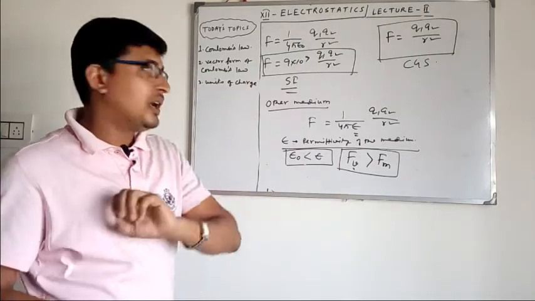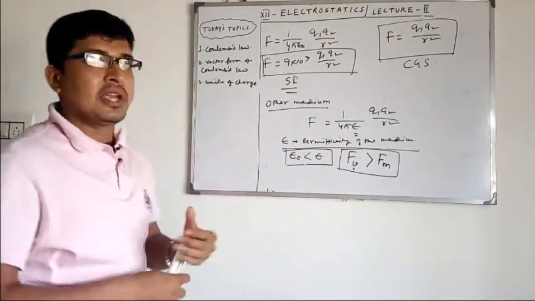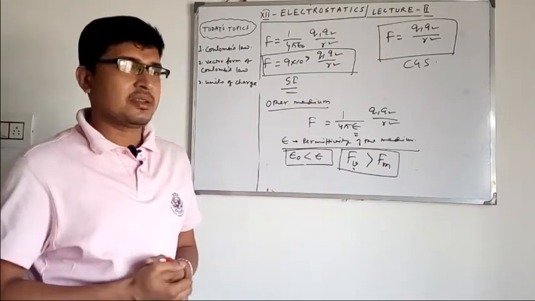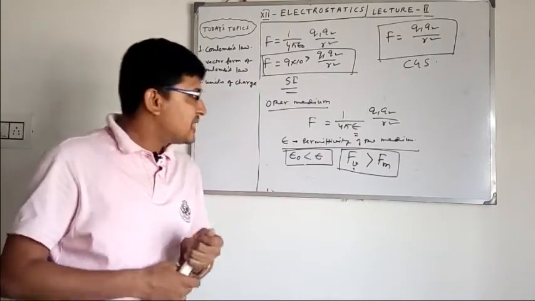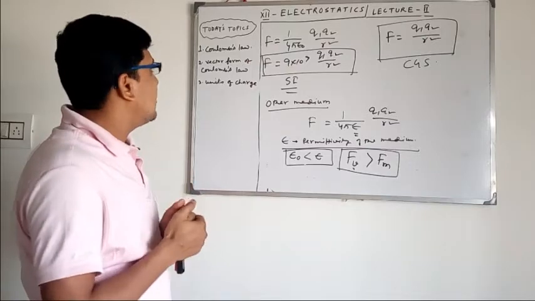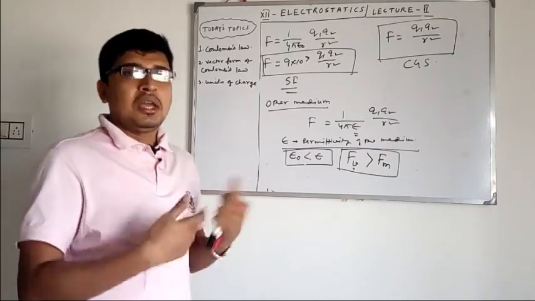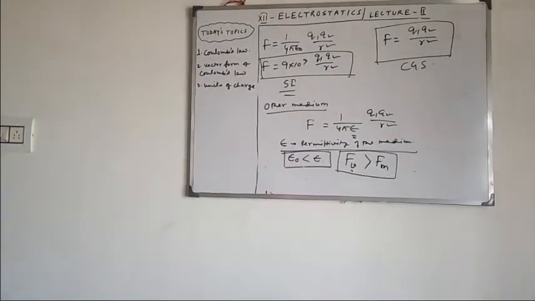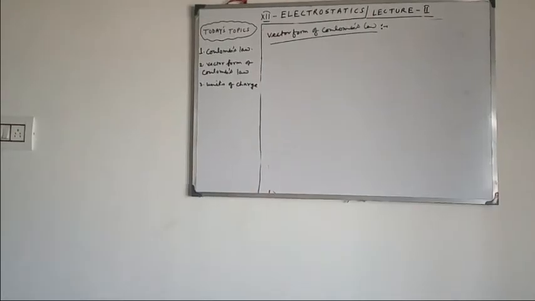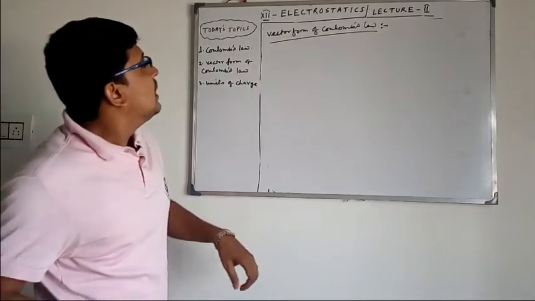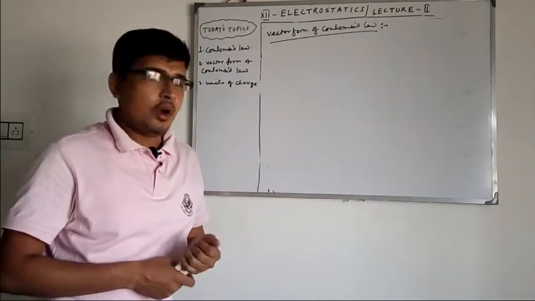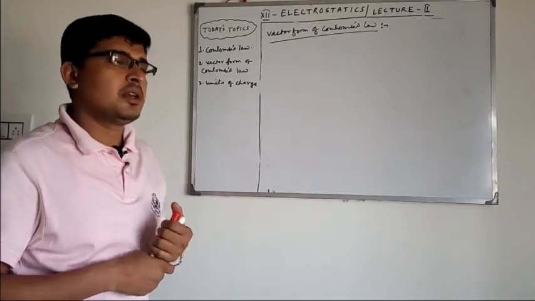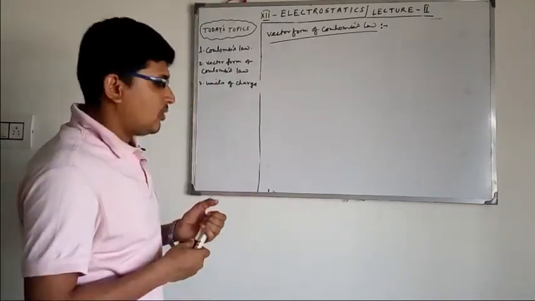Now we should go to our second topic, that is the vector form of Coulomb's law. This is very important for your board exam, because in board exams sometimes they ask a question like: write down the vector form of Coulomb's law. So let's move to our next topic. So the vector form of Coulomb's law, we shall use a very simple conception of vector.